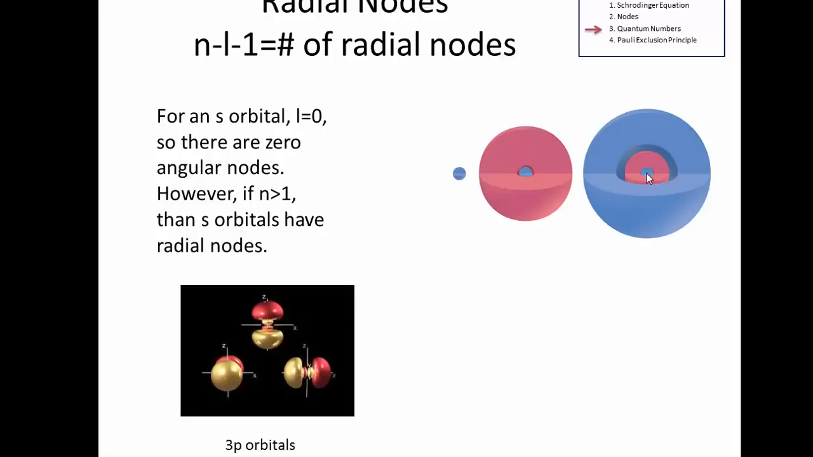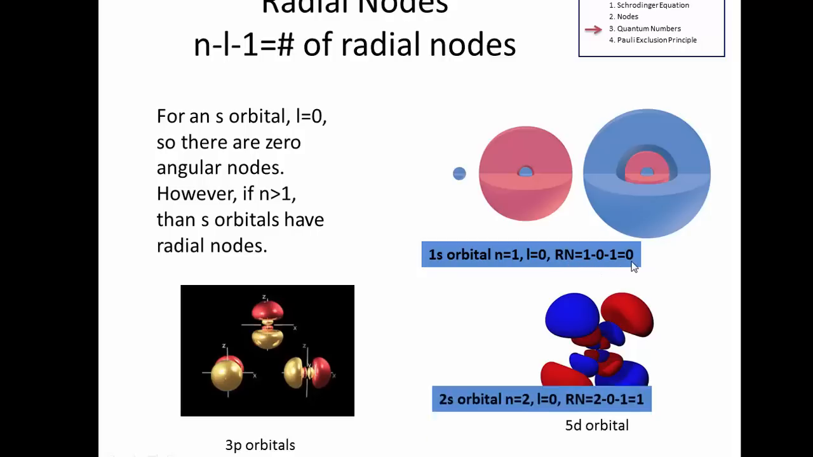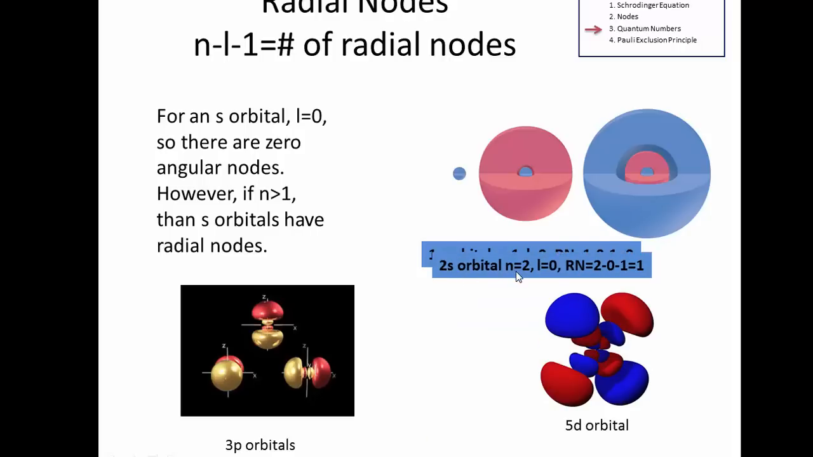And then here's some 3p orbitals. This is a 5d orbital. So just to reiterate, for a 1s orbital, n is 1, L is 0, so your radial nodes is 1 minus 0 minus 1, which is 0. If you have a 2s orbital, n is equal to 2, L is equal to 0, so your radial nodes is 2 minus 0 minus 1, so it's 1. And then finally, this is our 3s orbital. n is equal to 3, L is equal to 0, so your total number of radial nodes is 3 minus 0 minus 1, which is 2.